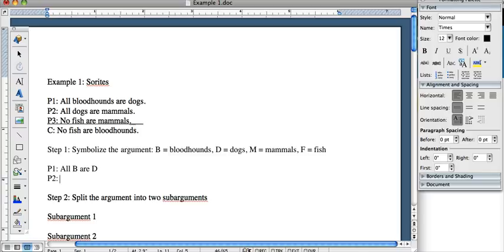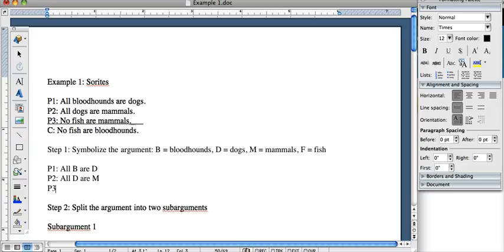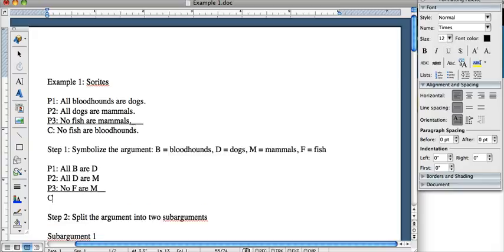Okay, so the first premise is all B are D. The second one is all D are M. And the third one is no F R M. And the conclusion is no F R B.